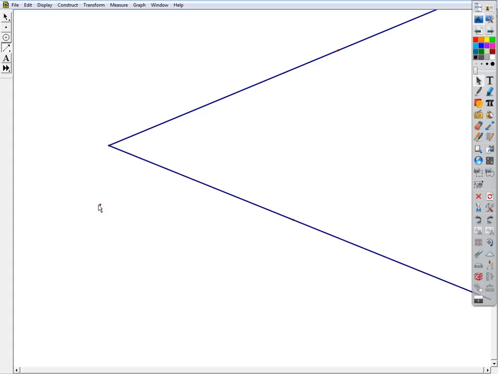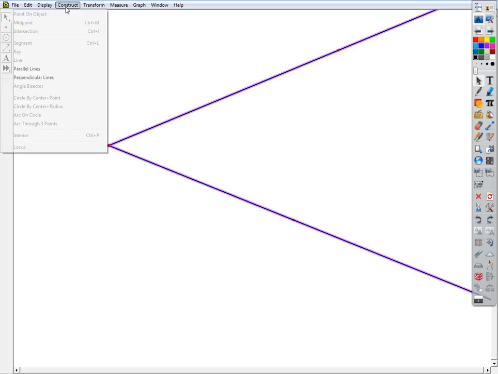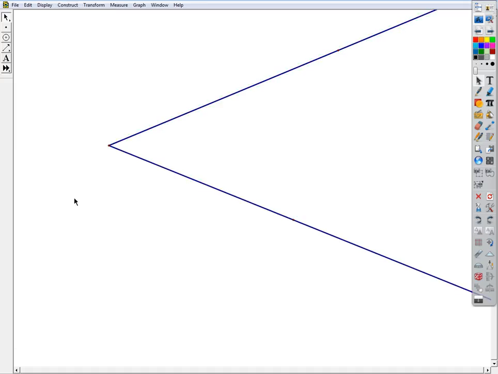Okay, so let's go ahead and bisect this angle. We can do that. If I just highlight this side of the angle, the vertex, and that side, I can construct a, maybe I have to, I think I have to highlight those three points. And now I can construct an angle bisector. There you go. Okay, make sense?